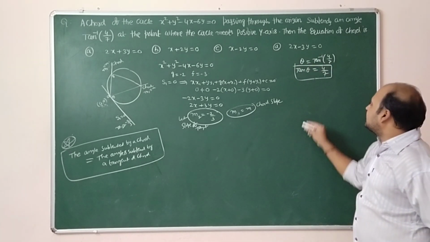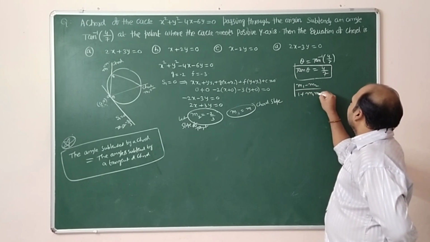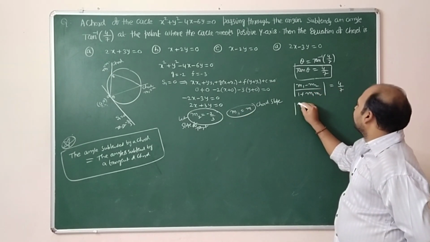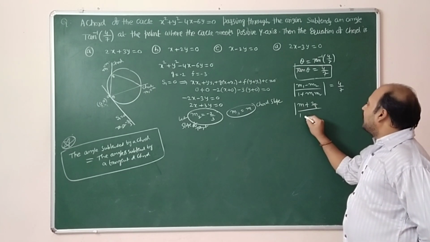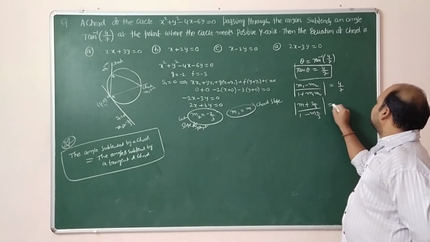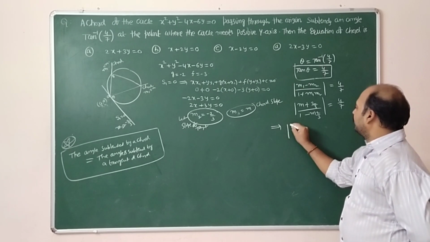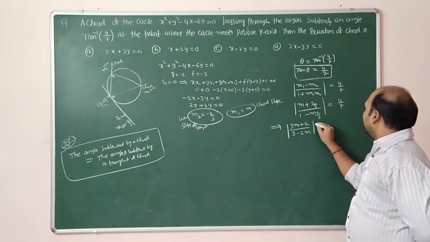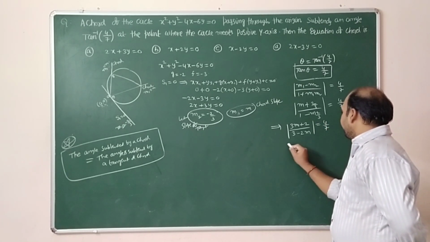What is tan theta? Tan theta, the angle between them, is mod of m1 minus m2 by 1 plus m1 m2, equal to 4 by 7. m1 value is m, and m2 value is minus 2 by 3. So minus of minus 2 by 3, by 1 plus m1 m2, is m plus 2 by 3 over 1 minus 2m by 3, equal to 4 by 7. Take LCM here: 3m plus 2 divided by 3 minus 2m is equal to 4 by 7. Cross multiply.